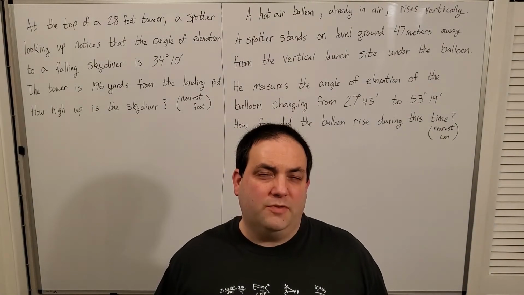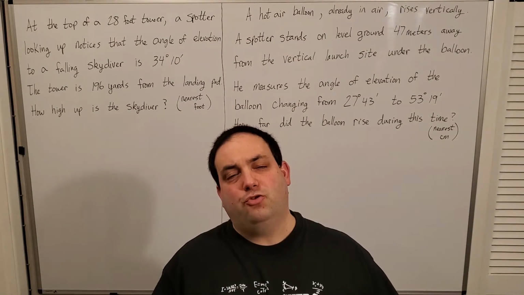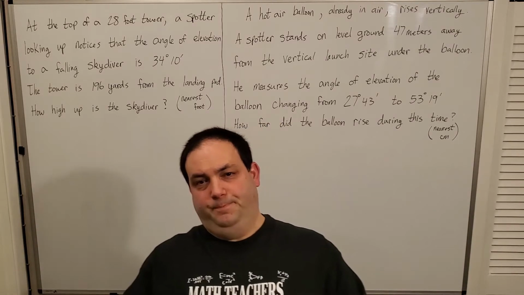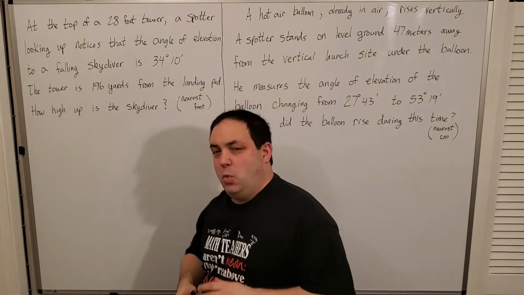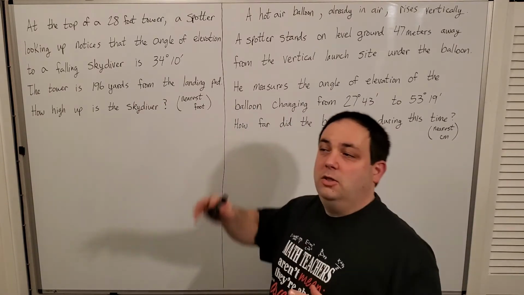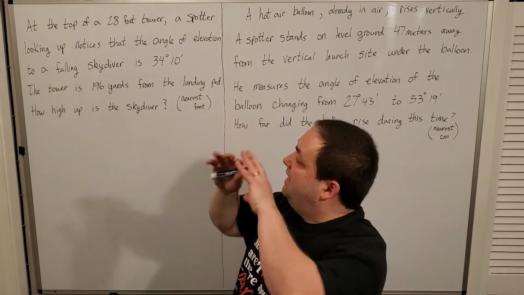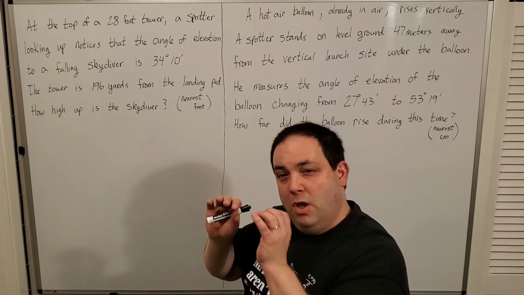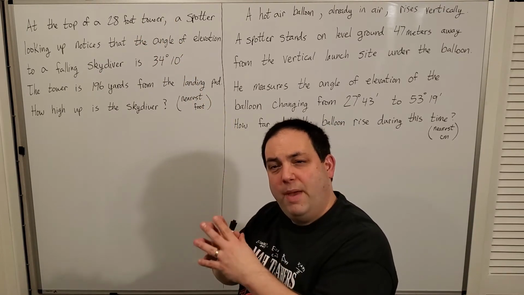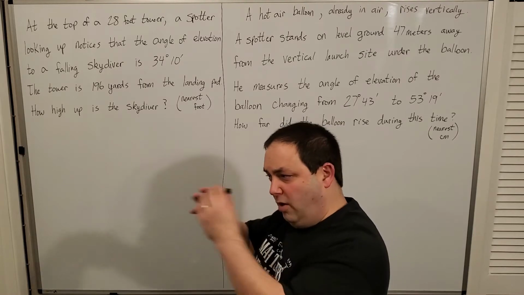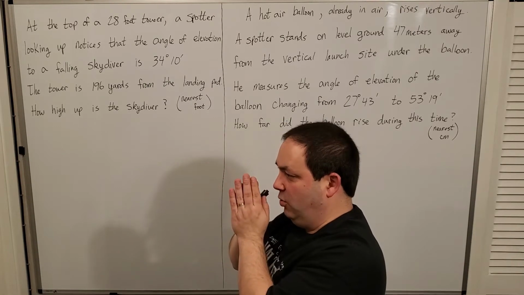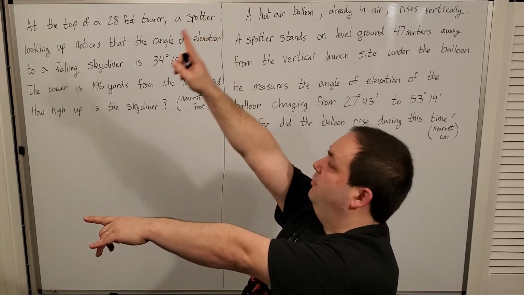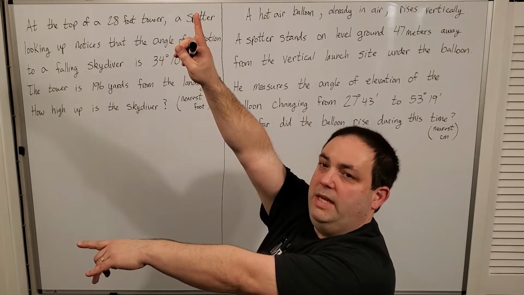The last two problems from this test are using right triangle trigonometry to find some missing measurements. At the top of a 28-foot tower, you have a guy looking up towards a skydiver, and he measures from his horizontal the angle of elevation. Remember, angle of elevation and depression are all about measures from a horizontal of the person seeing it, right? So he's looking, his horizontal is here, angle of elevation up to the skydiver is 34 degrees 10 minutes.